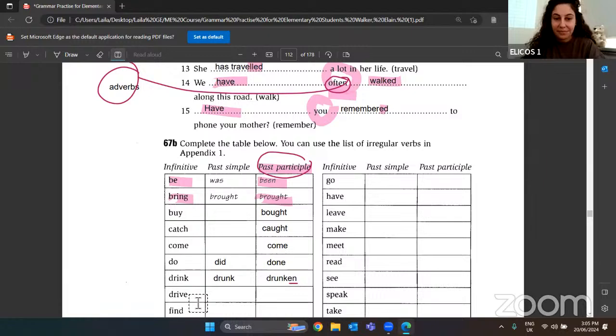Past simple is drank, D-R-A-N-K. Past participle is he has drunk. Drink, drank, drunk. Drunken. No, yes, here drunken. Is this what you mean? He has drunk. It's no E-N. It's he has drunk a lot of alcohol.